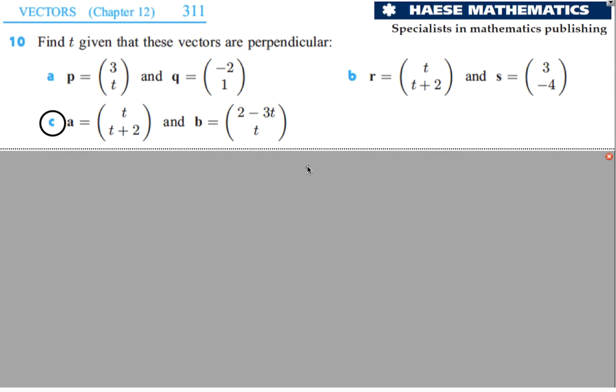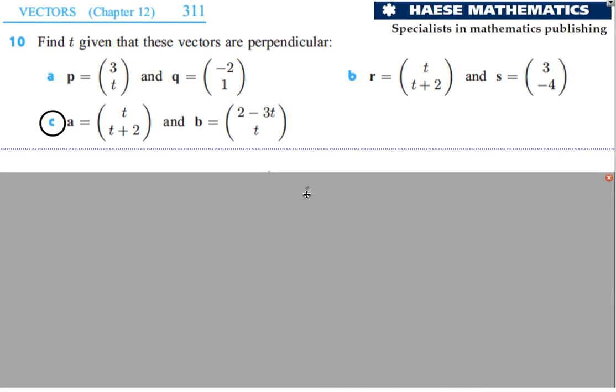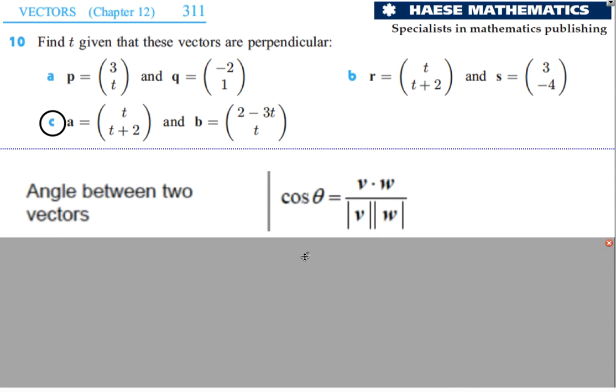Angle between two vectors, that should perhaps remind you of a video that you may have seen already with respect to the scalar product in geometric form, where we have cos theta, theta being the angle between the two vectors, equal to v vector dot w vector, or the scalar product of v vector and w vector, divided by the magnitude of each of those two vectors. But if we know the angle is 90, in other words, the vectors are indeed perpendicular, cosine of 90, you may recall, is actually 0.